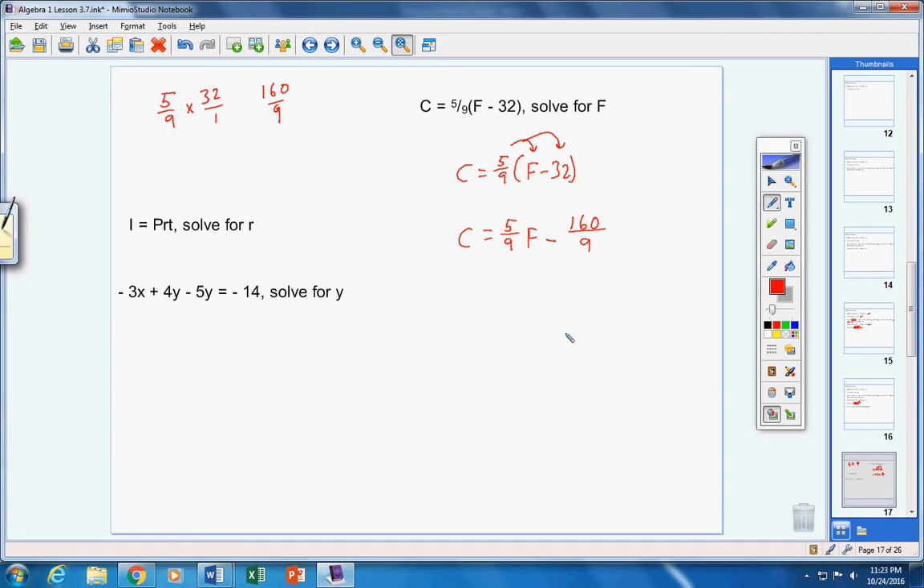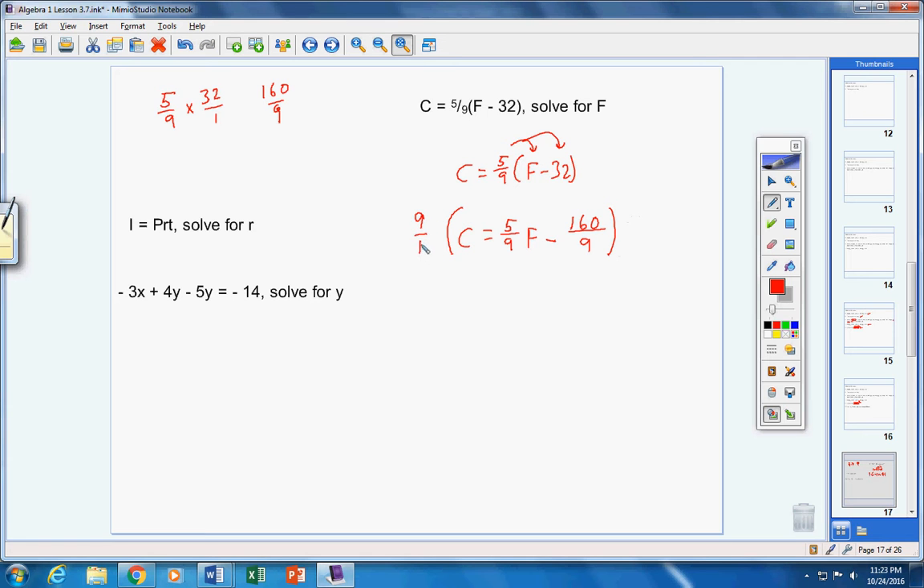Now, let's see if I can simplify some more. This is an F term. This is a constant term. They are unlike terms, so I cannot combine them. So there's no more simplifying I can do. Step 1 is totally done. Step 2, eliminate fractions. Okay, I've got a 9 here and a 9 here. So my denominator's 9. So I'm going to multiply the entire equation like this by 9.